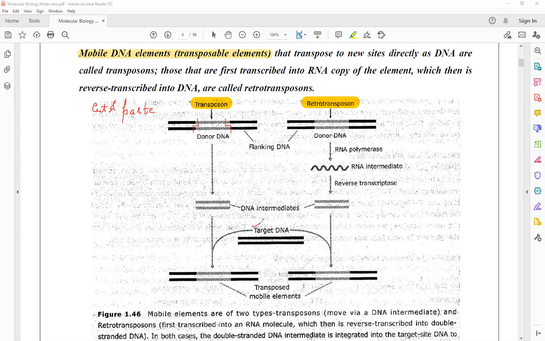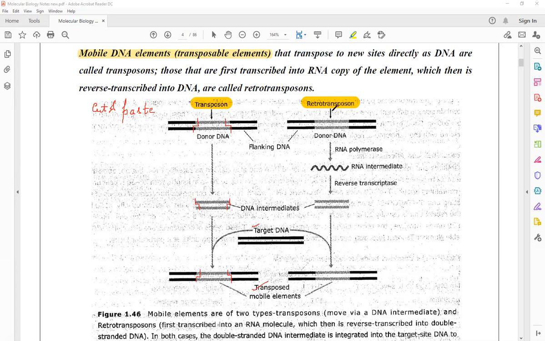This is the target DNA sequence. This is the transposon that is present. Now, when the transposon is present here, this transposon will move to a particular site and then will be inserted at a new location within the genome. Then it is referred to as the mobile genetic element. Okay, it can move from one location to another.